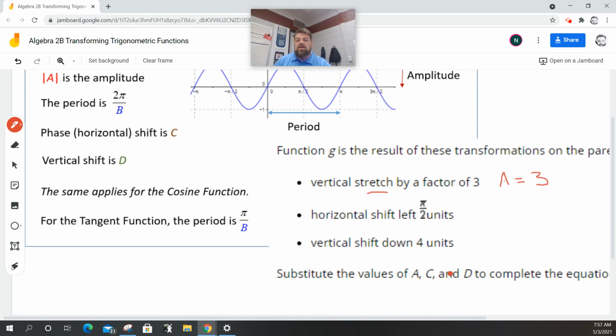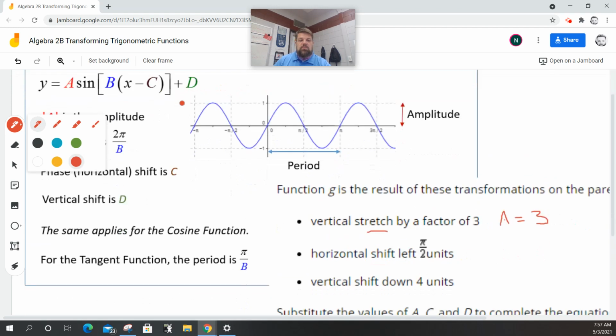Then there's a horizontal shift of pi over 2. So there's a horizontal shift of pi over 2. Now remember that the horizontal shift is c. So that means that c is equal to pi over 2.